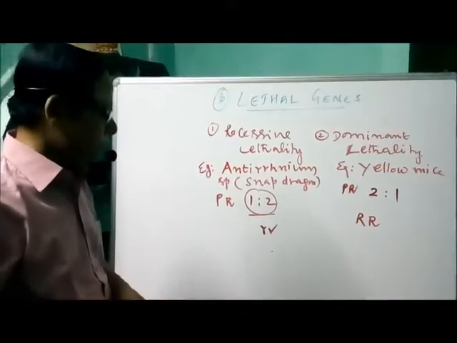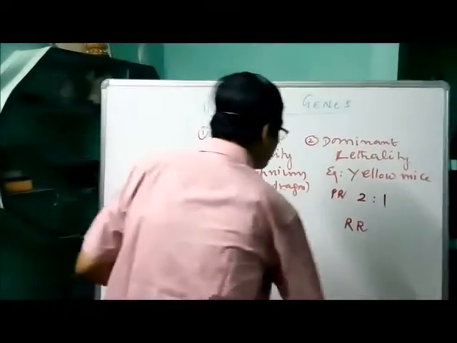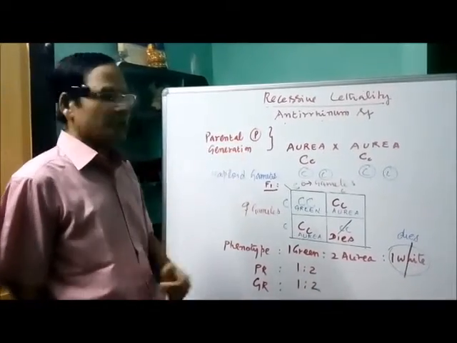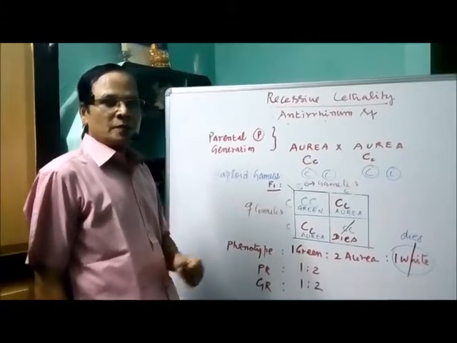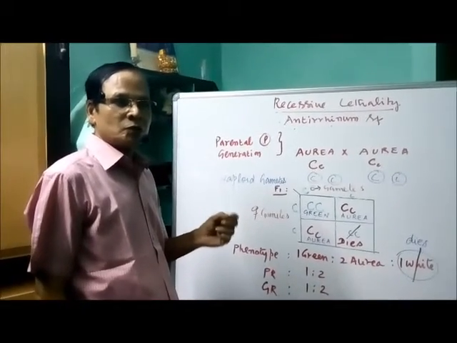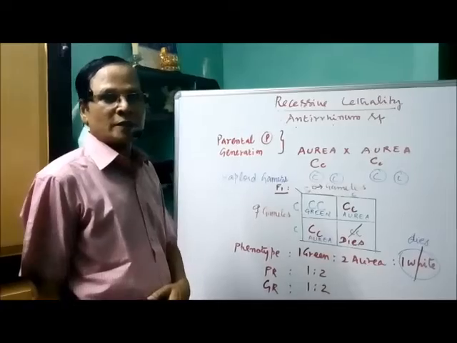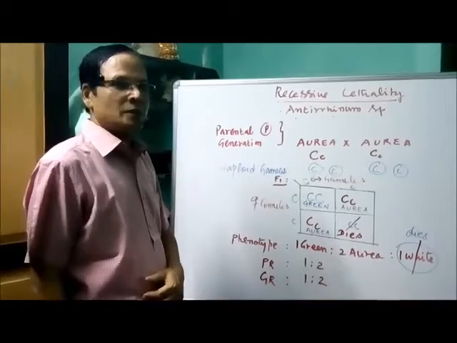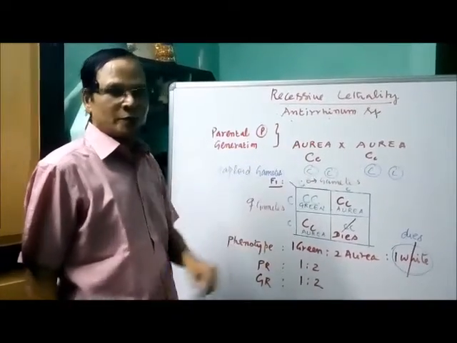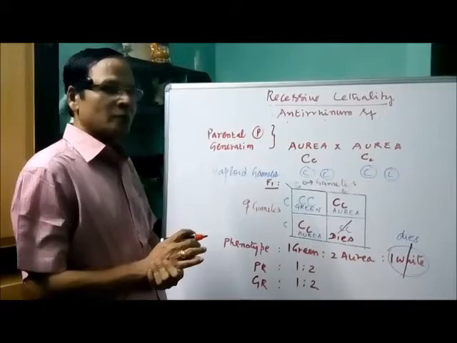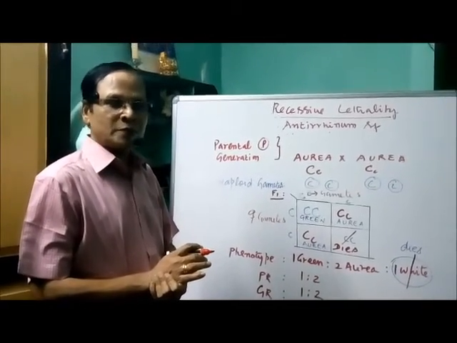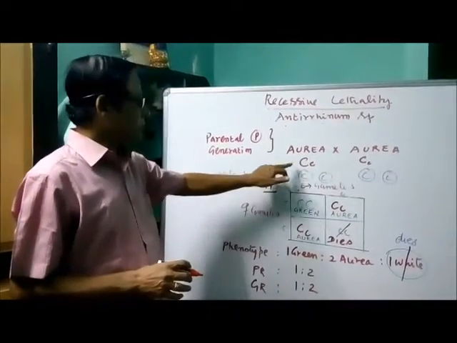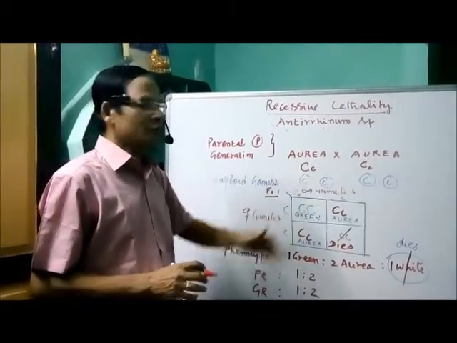Now let's go for the example of recessive lethality. Students, I want to give the explanation for recessive lethality. I mentioned earlier that recessive lethality results from recessive genes in homozygous condition that kill the organism. It was observed by Baur in Antirrhinum species: a cross between green and white plants gave a heterozygous variety called aurea. The heterozygous has one dominant gene and one recessive gene.